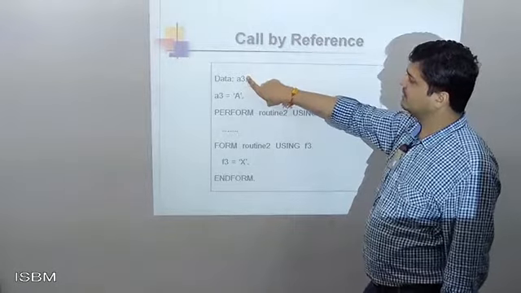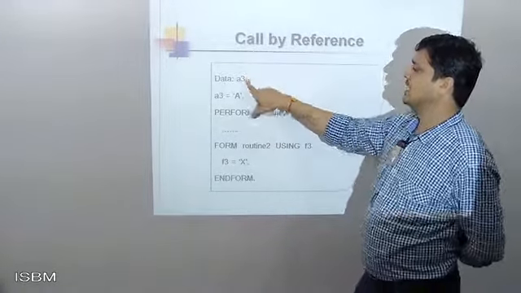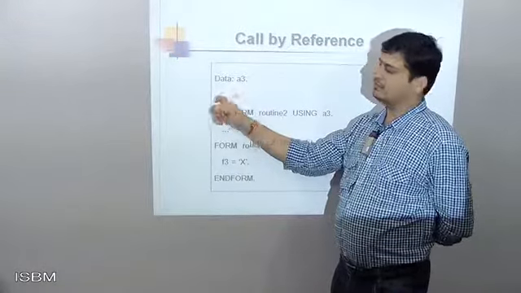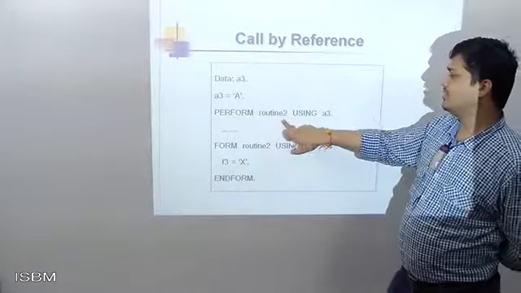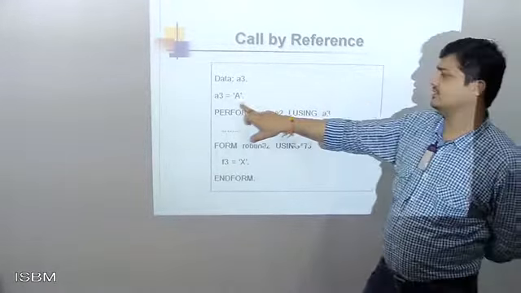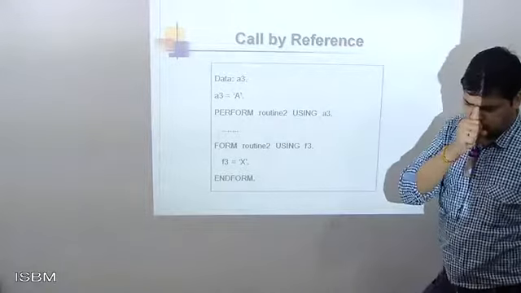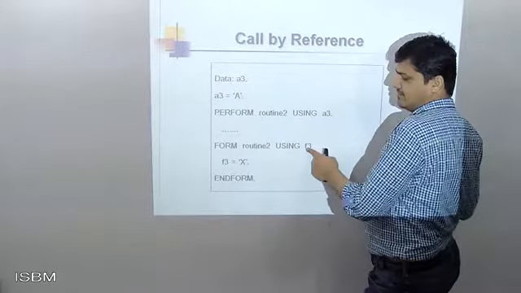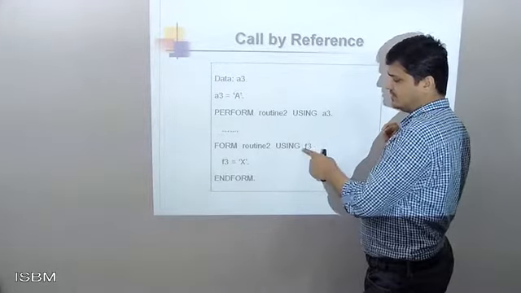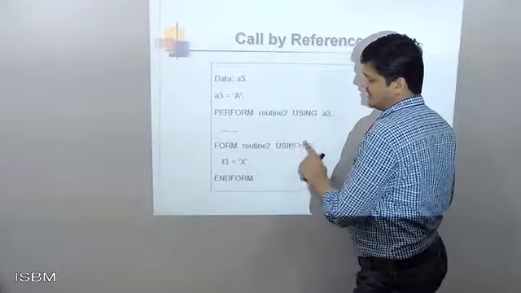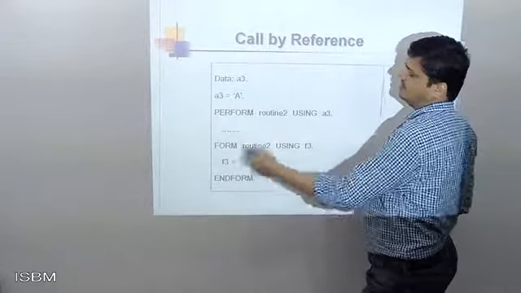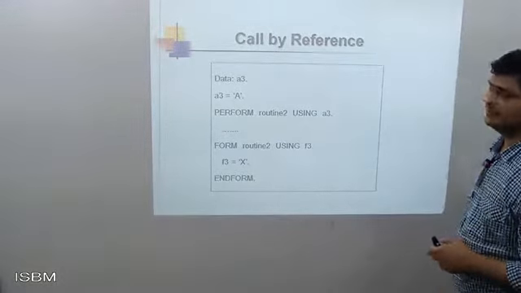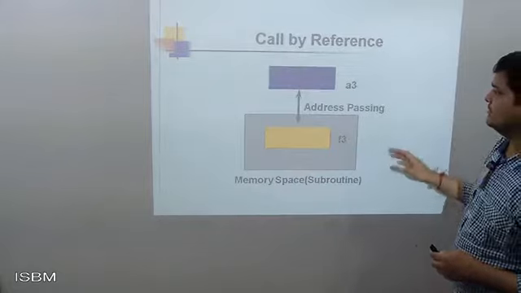Here, A3, again we are declaring the data, and we are putting the value A over here, a single value. Then again perform routine 2 using A3. And in form routine 2 using F3, F3 is nothing but a variable, and we are going to put the value x into it. So x we have put into F3. The same thing we have done in call by value also.